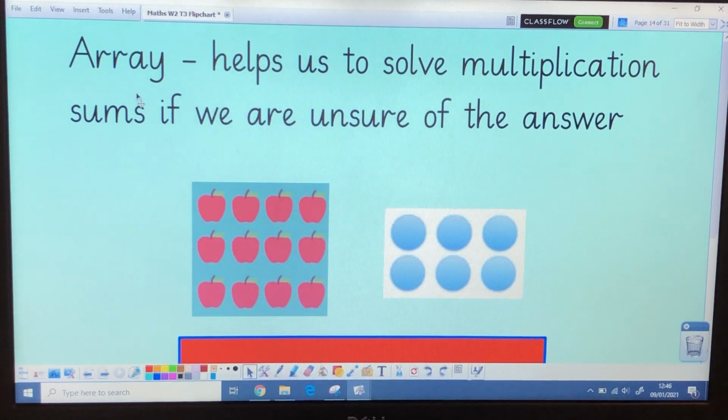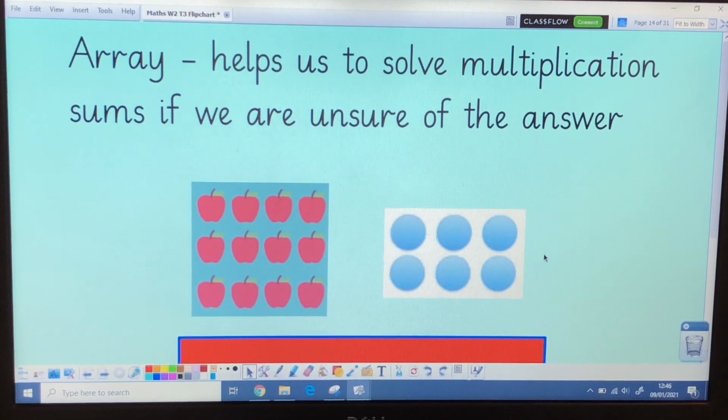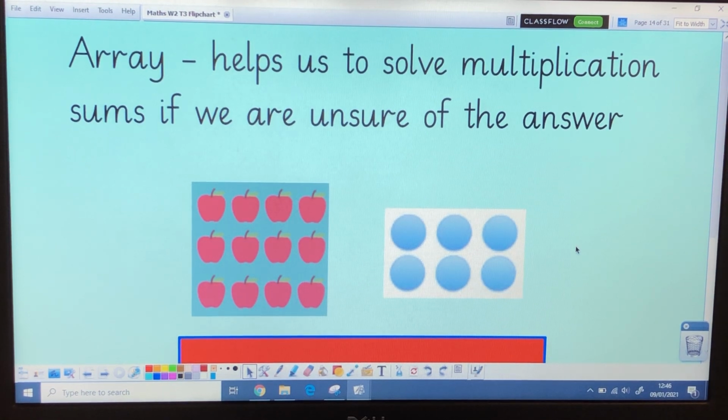Okay, so this is what an array is. It can help us to solve multiplication sums if we're unsure of the answer. And they look a little bit like the two pictures on the screen. You can use anything for an array. I'm going to show you how to draw them. And we could also use objects for them as well. And it doesn't matter what objects we use for them. But what do you notice about the arrays? Something that I notice is that they're all in equal groups and they're all laid out nice and neatly in rows or in lines. And that's really important for arrays. We're going to keep that in our heads.